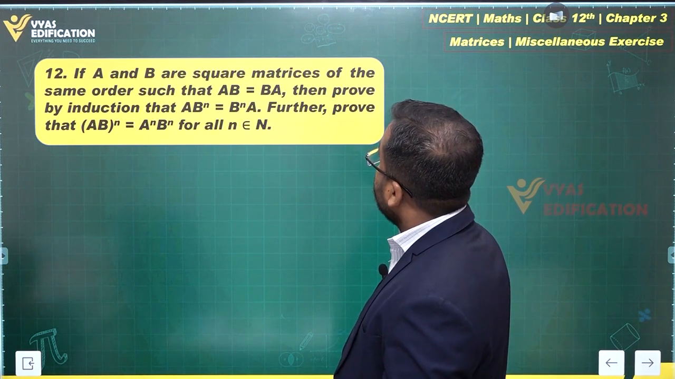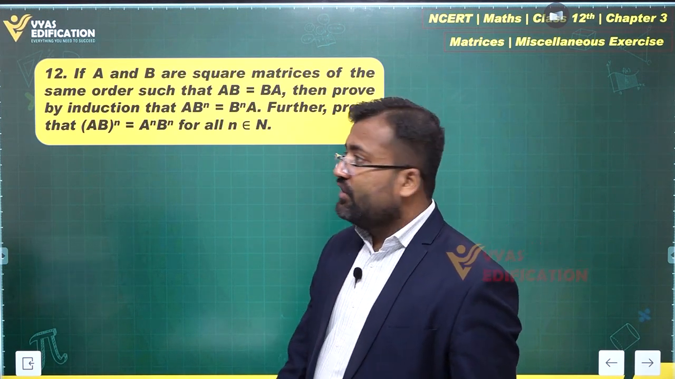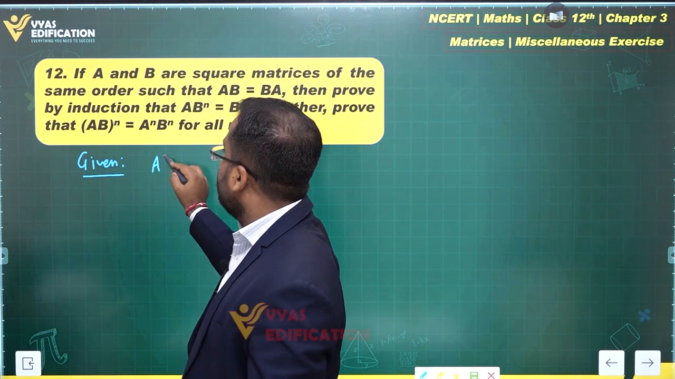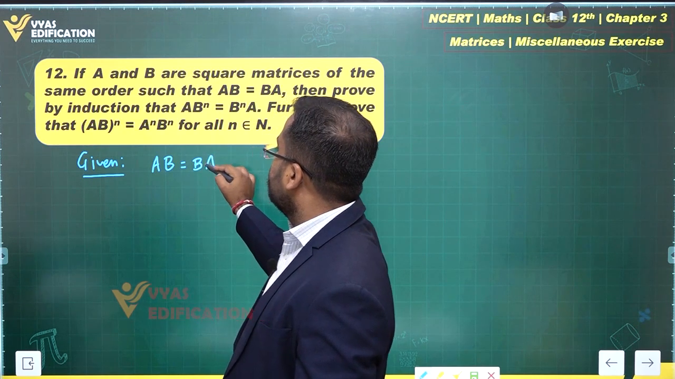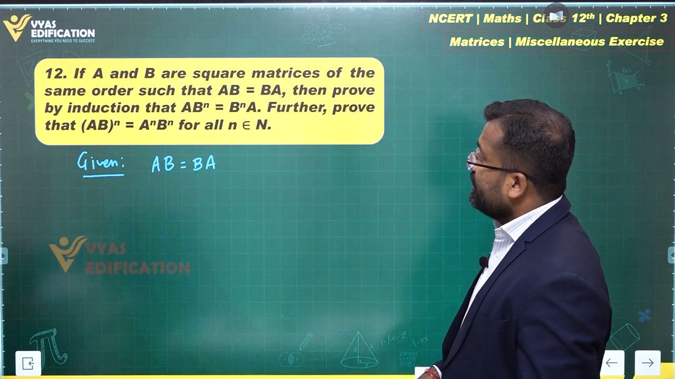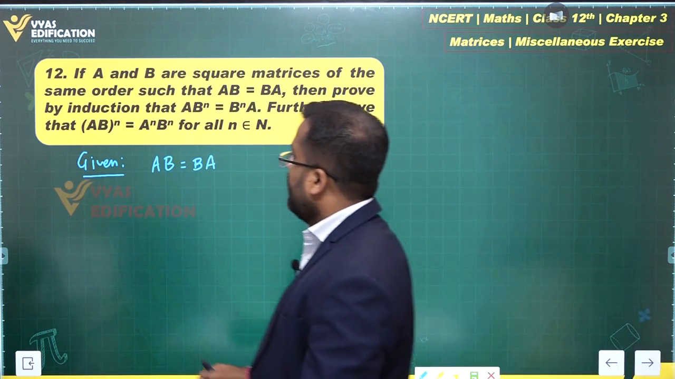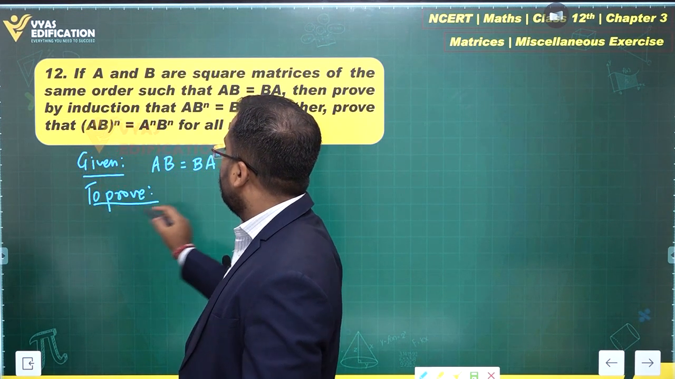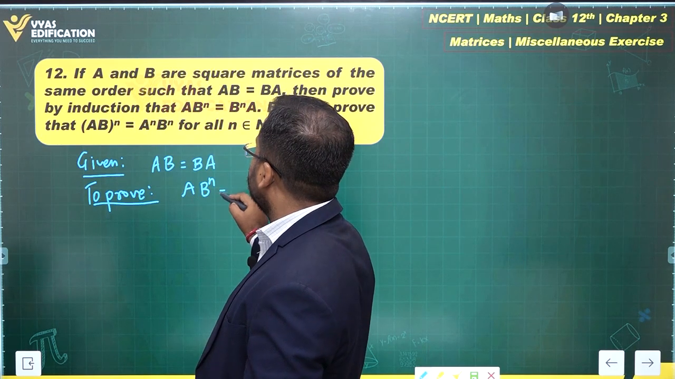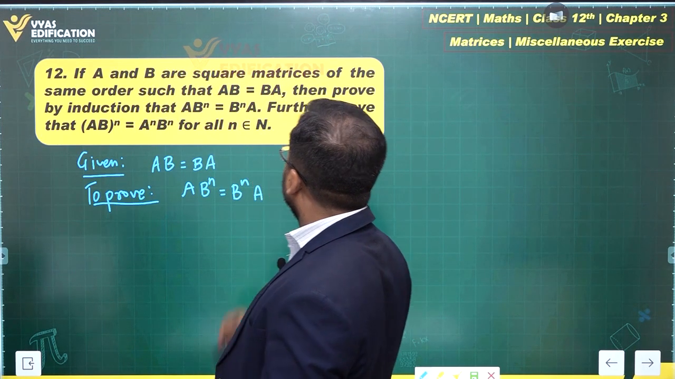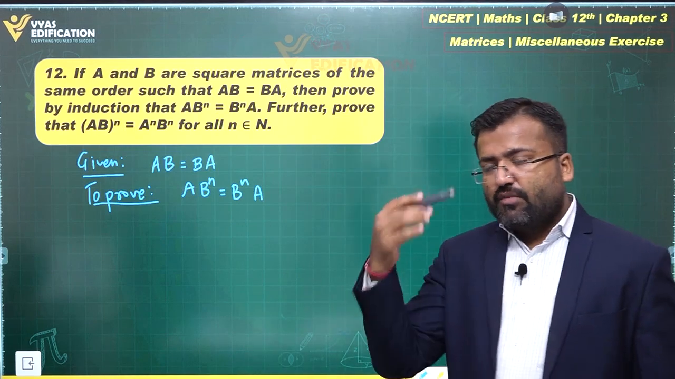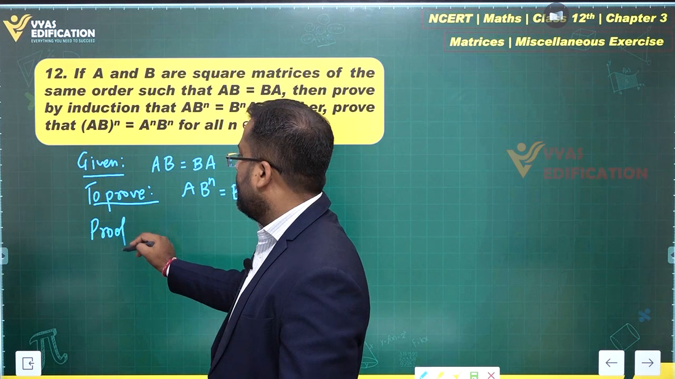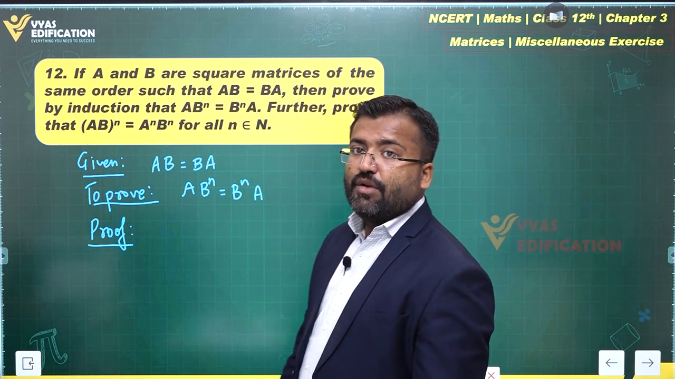If A and B are square matrices of the same order such that AB is equal to BA. So given AB equals BA, this is given. Prove by induction. We have to prove by induction that (AB) power n is equal to A power n times B power n. Further, we have to prove something else, we'll talk about that later. But prove this. Proof by induction would imply what?